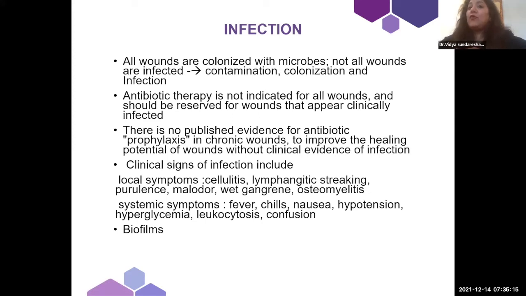So look for the cardinal signs of infection. If there's a lot of purulence, redness, erythema, a surgical site that's really red, or cellulitis, those are some of the things which should tip you off. And look for any systemic symptoms. If the patient has fevers, chills, nausea, hypotension, of course you want to give them antibiotics in situations like that.